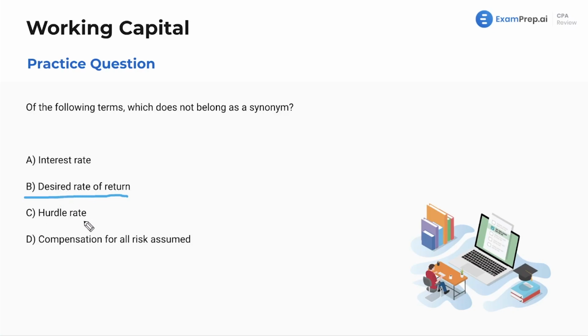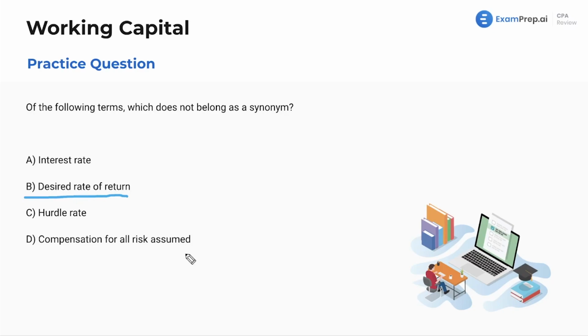Similarly, your hurdle rate is similar, right? It's pretty much a synonym. It's saying what you need to earn as a rate of return on your investment to compensate you for your risk. And I was hesitating to say that because letter D as well says that. It's the rate of return to compensate you for all the risk assumed, right?